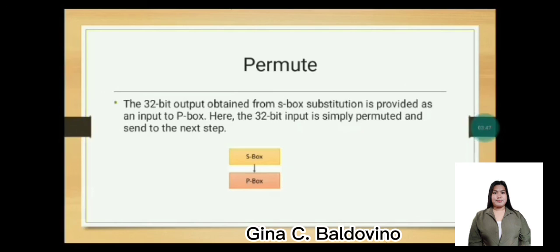Permute. The 32-bit output obtained from the S-box substitution is provided as an input to the P-box here. The 32-bit input is simply permuted and sent to the next step.